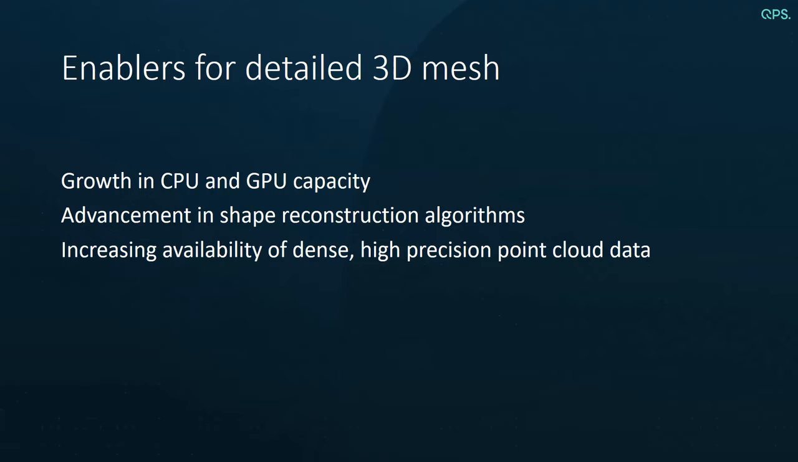This has been really enabled by three things. The first is the growth in CPU and GPU capacity, especially in regards to multi-core processing. The second is the advancement in shape reconstruction algorithms that allow this process to happen. And the third is the increasing availability of dense, high-precision point cloud data. This is coming from multibeam, LiDAR, as well as the structure from motion data sets.